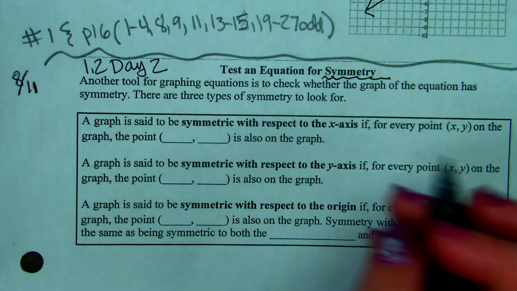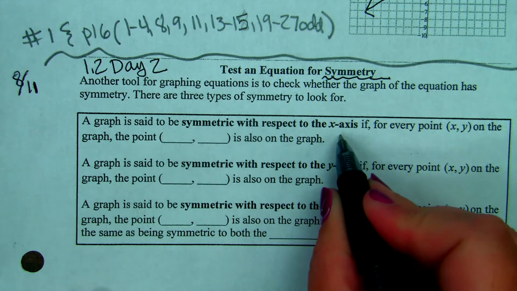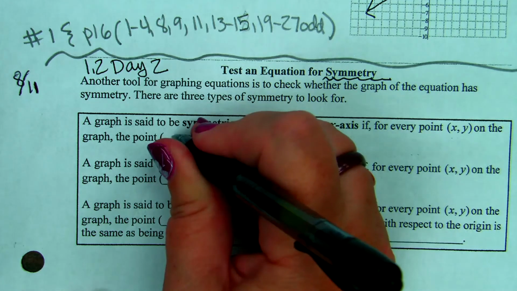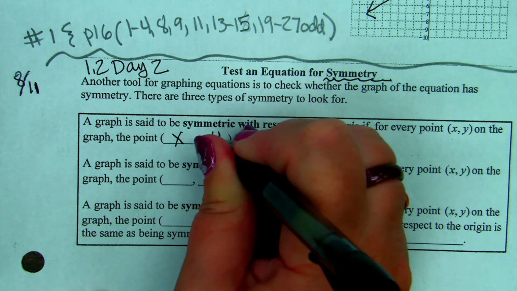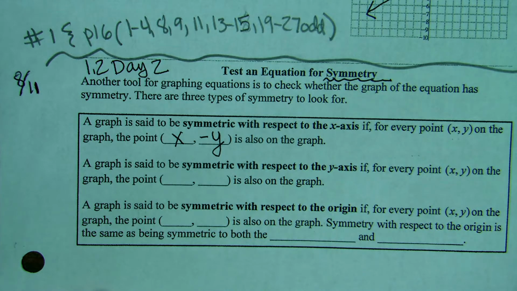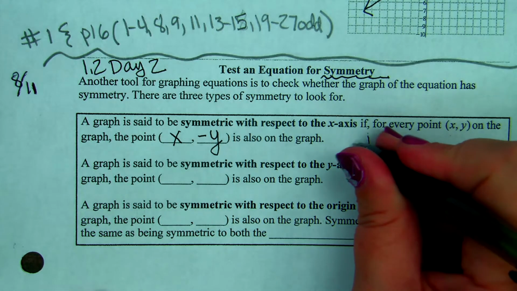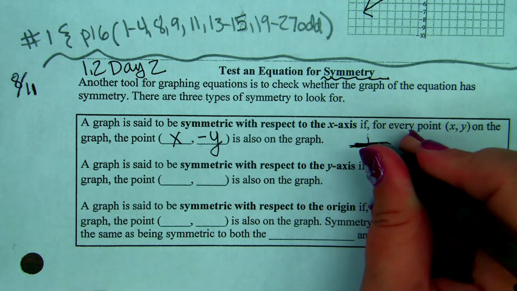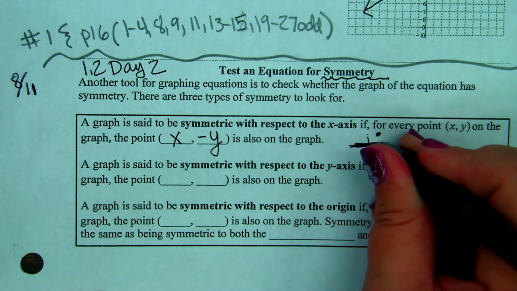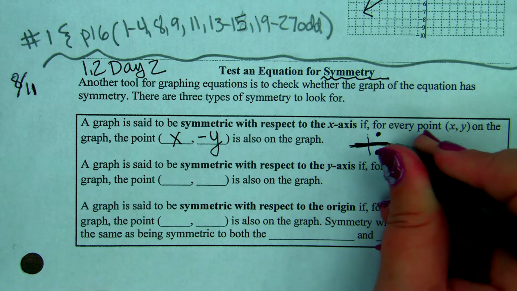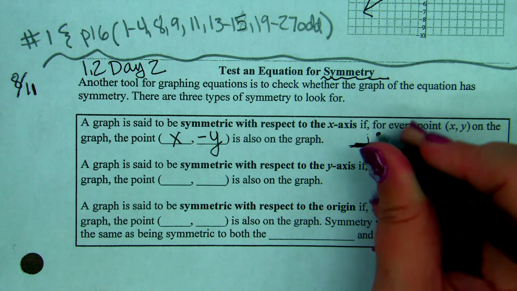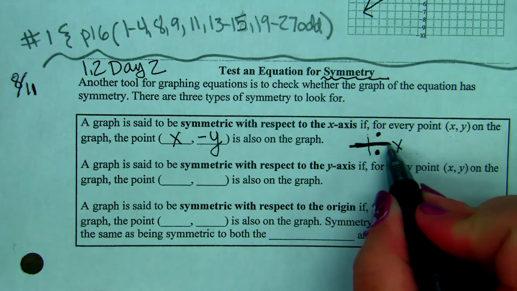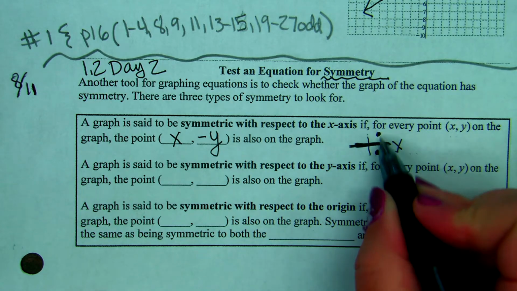A graph is said to be symmetric with respect to the x-axis if for every point (x, y) on the graph, the point (x, -y) is also on the graph. So if we have the x-axis right here, if (x, y) was on it, then (x, -y) was also on it. It's symmetric with respect to the x-axis. This is a line of symmetry, the x-axis, and this is a reflection over the x-axis.